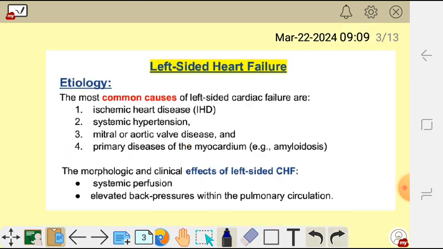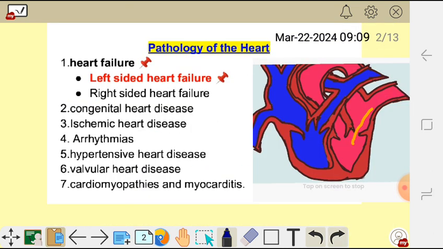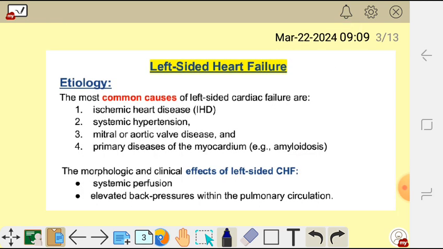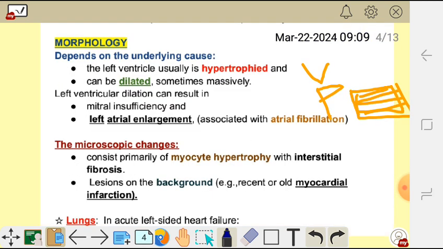So the mitral valve is going to be insufficient here. Why? Because this part here is dilated. Once it is dilated, it's going to affect the mitral valve, and also we are going to observe left atrial enlargement.